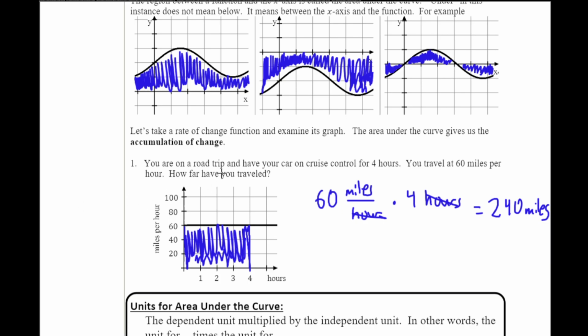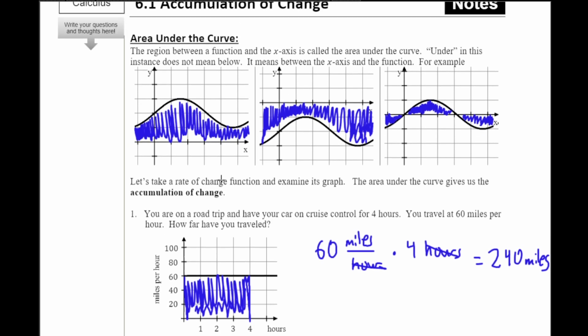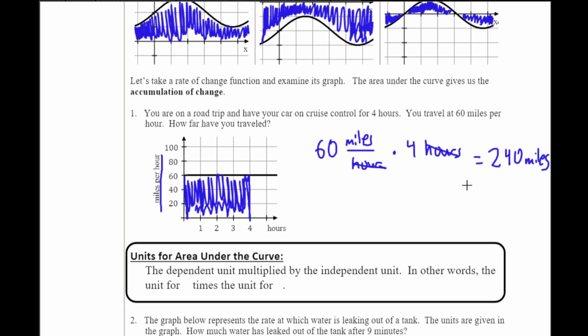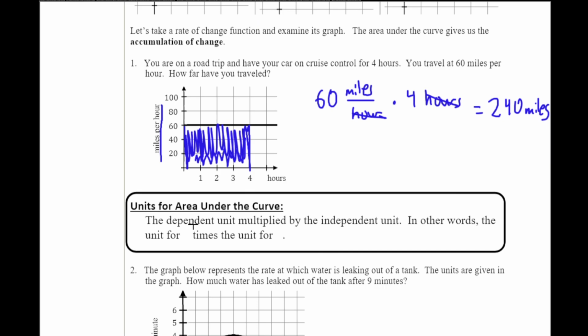Again, when you take the integral, or the area underneath the curve of a rate, which was miles per hour in this case, it gives you the total amount, in this case just miles traveled. So the units for the area underneath the curve are just the dependent unit multiplied by the independent unit, similar to what we did up here: the unit for y times the unit for x. In this example, the unit for y was miles per hour. We multiplied by the unit for x, which is hours. The hours cancel out, and your final unit was just the miles.